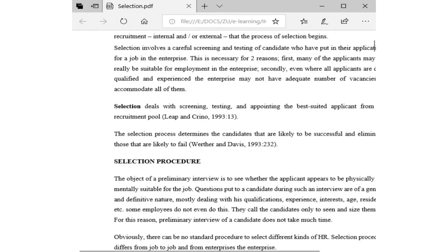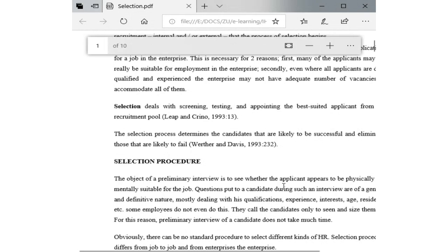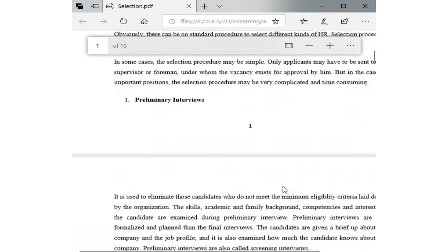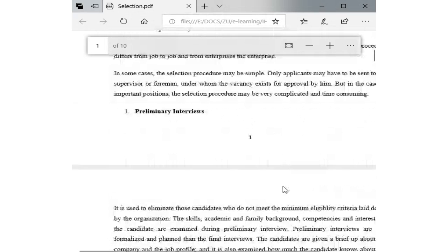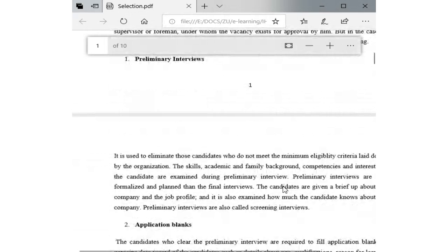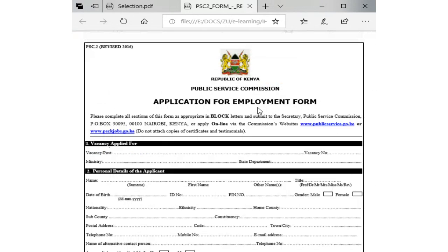In selection, we have got the procedure, and the selection procedure is quite long. First of all, it starts with the preliminary interviews. A preliminary interview is used to eliminate candidates who do not meet eligibility criteria laid down by the organization. So the criteria is very important. There are those who may not meet the criteria and would still go ahead and apply. It will not be fair to have such people applying and then you invite them for an interview. You need to do away with them. In fact, this is an informal process. So you need to get to understand your candidates and move on from that step to another one.